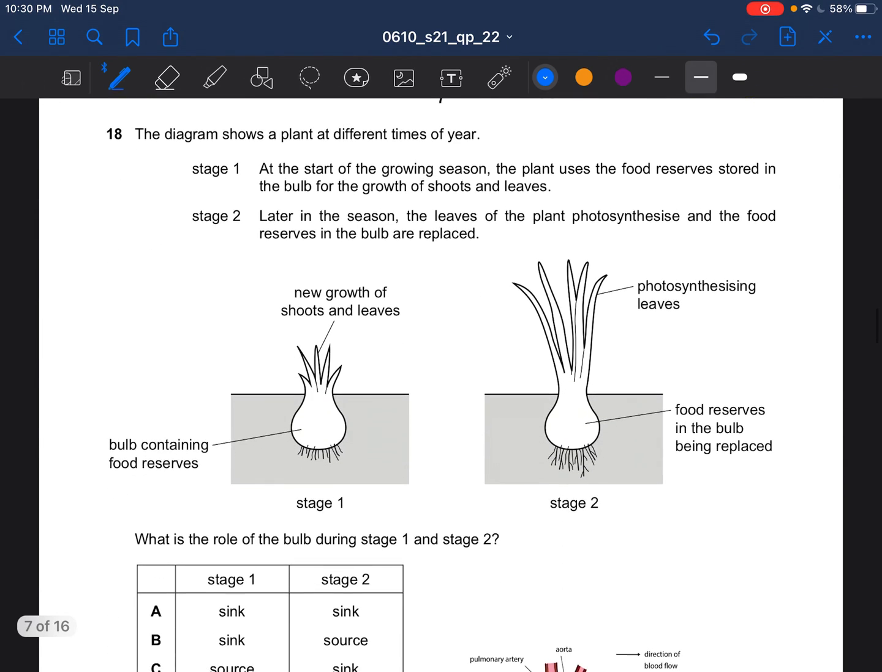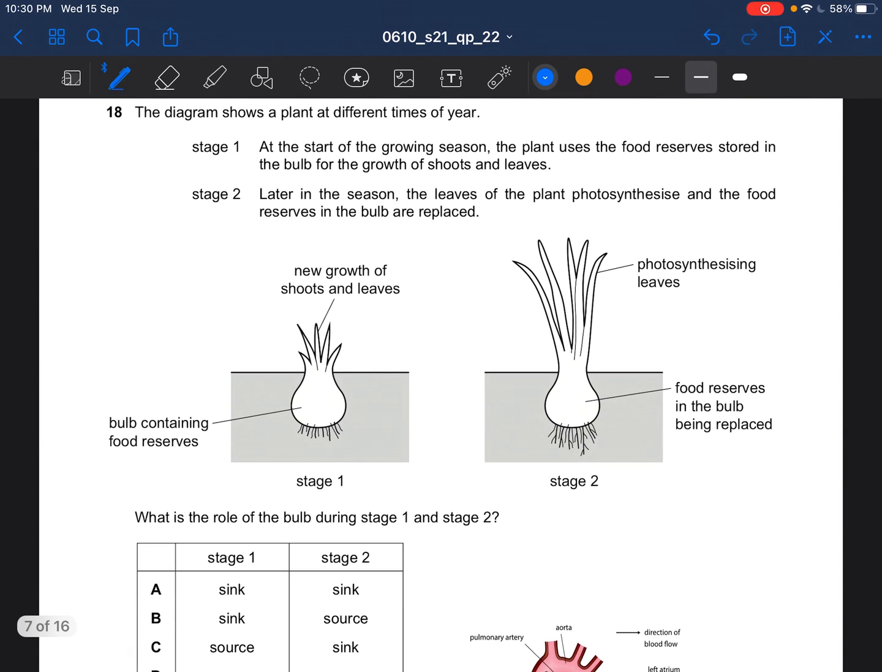Next question, the diagram shows a plant at different times of year. At stage 1, at the start of the growing season, the plant uses the food reserves stored in the bulb for the growth of shoots and leaves. Then at stage 2, later in the season, the leaves of the plant photosynthesize and food reserves in the bulb are replaced. What is the role of the bulb during stage 1 and stage 2?